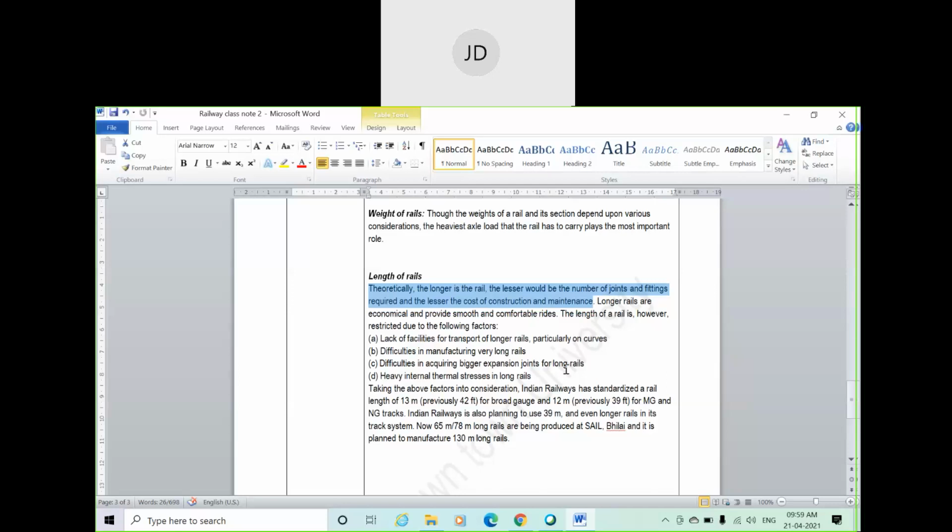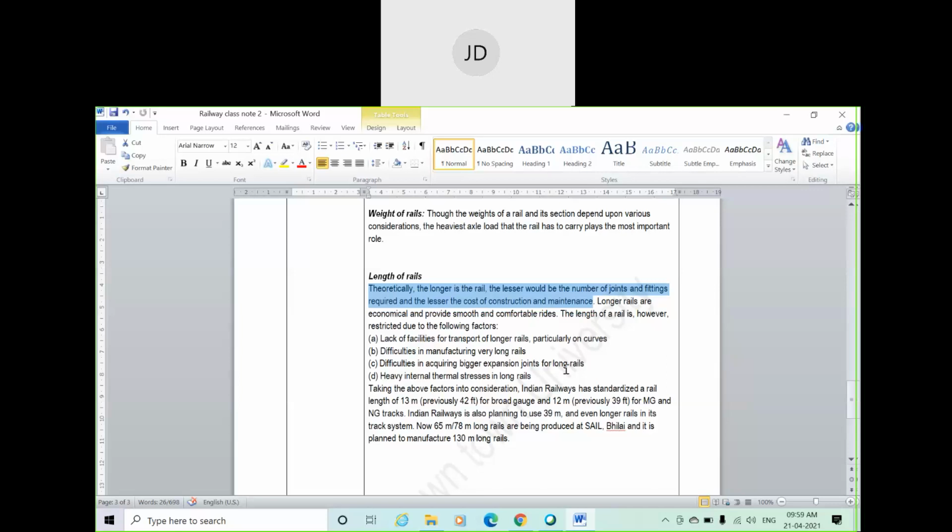The longer the rail, the more expansion joint will be needed, but we cannot provide a higher expansion joint. We have to minimize that expansion joint. So difficulties in acquiring bigger expansion joints for longer rails will also be there. Next, heavy internal thermal stresses in long rail. So there is a restriction for using longer rail.